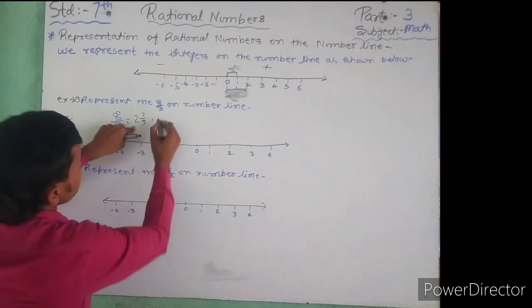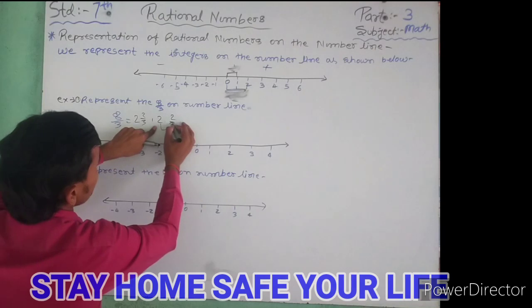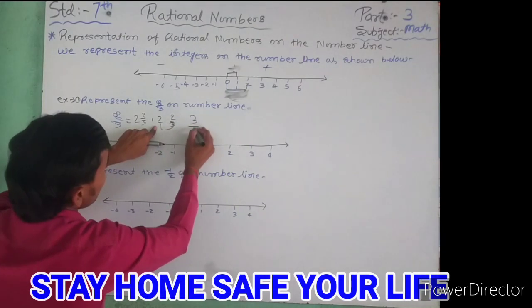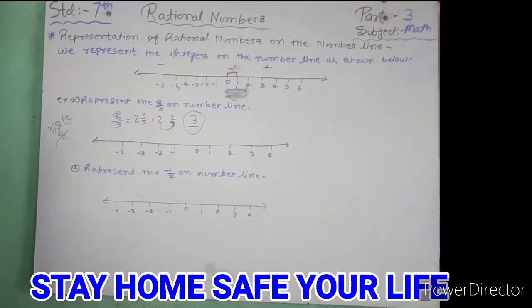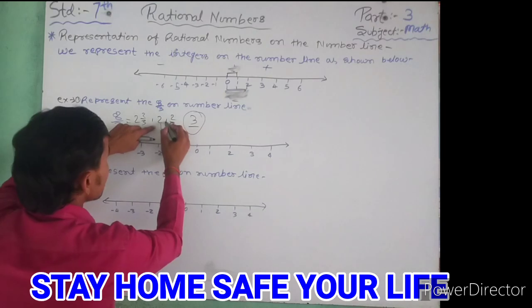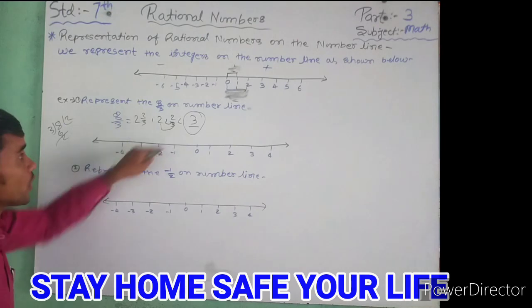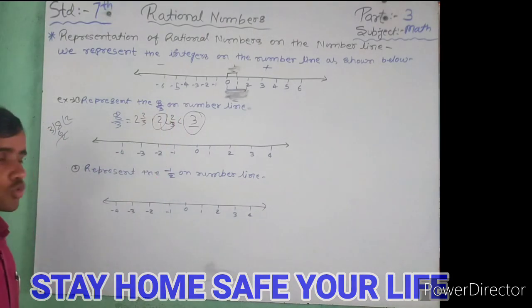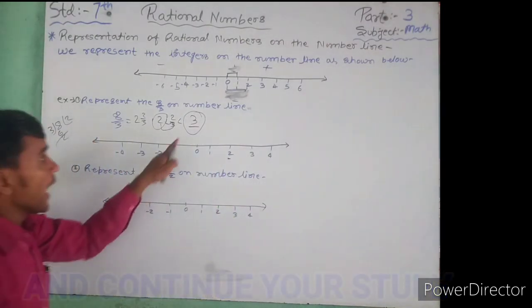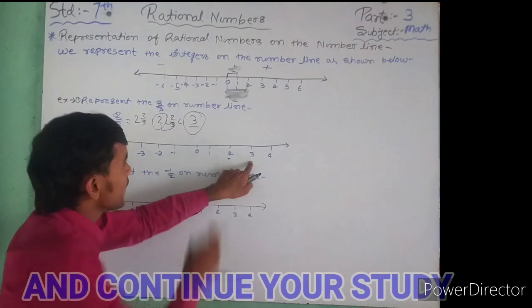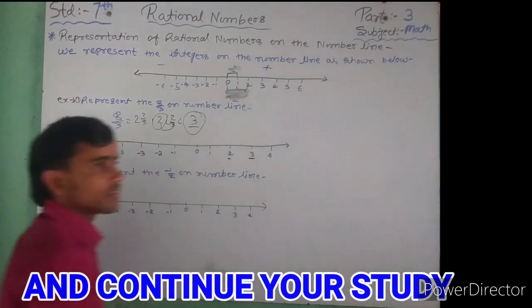Next, take 2 and 2 by 3. After 2 comes 3. 2 whole 2 by 3 lies before 3, so 3 is greater than 2 whole 2 by 3. Firstly see the number 2, that is your 2. After that, 2 by 3 more, and it is less than 3.